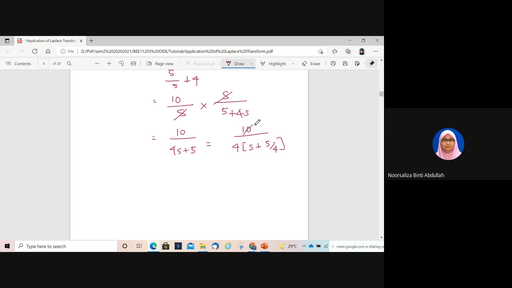So this one will be 5, this one 4. Okay, so you have here, sorry, why 4, Doktor? 2. Sorry, so 2. So you will have 5/2 divided by S plus 5/4.